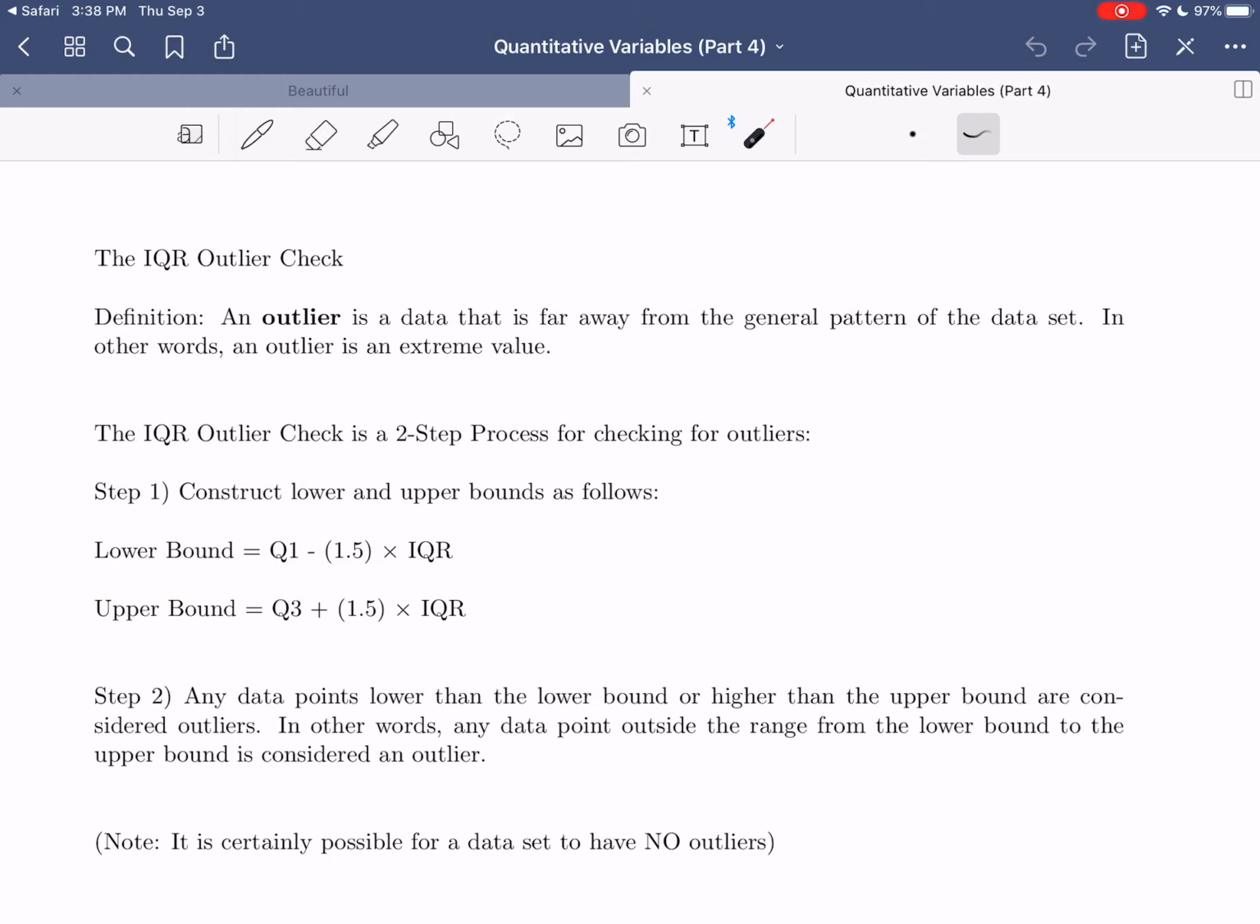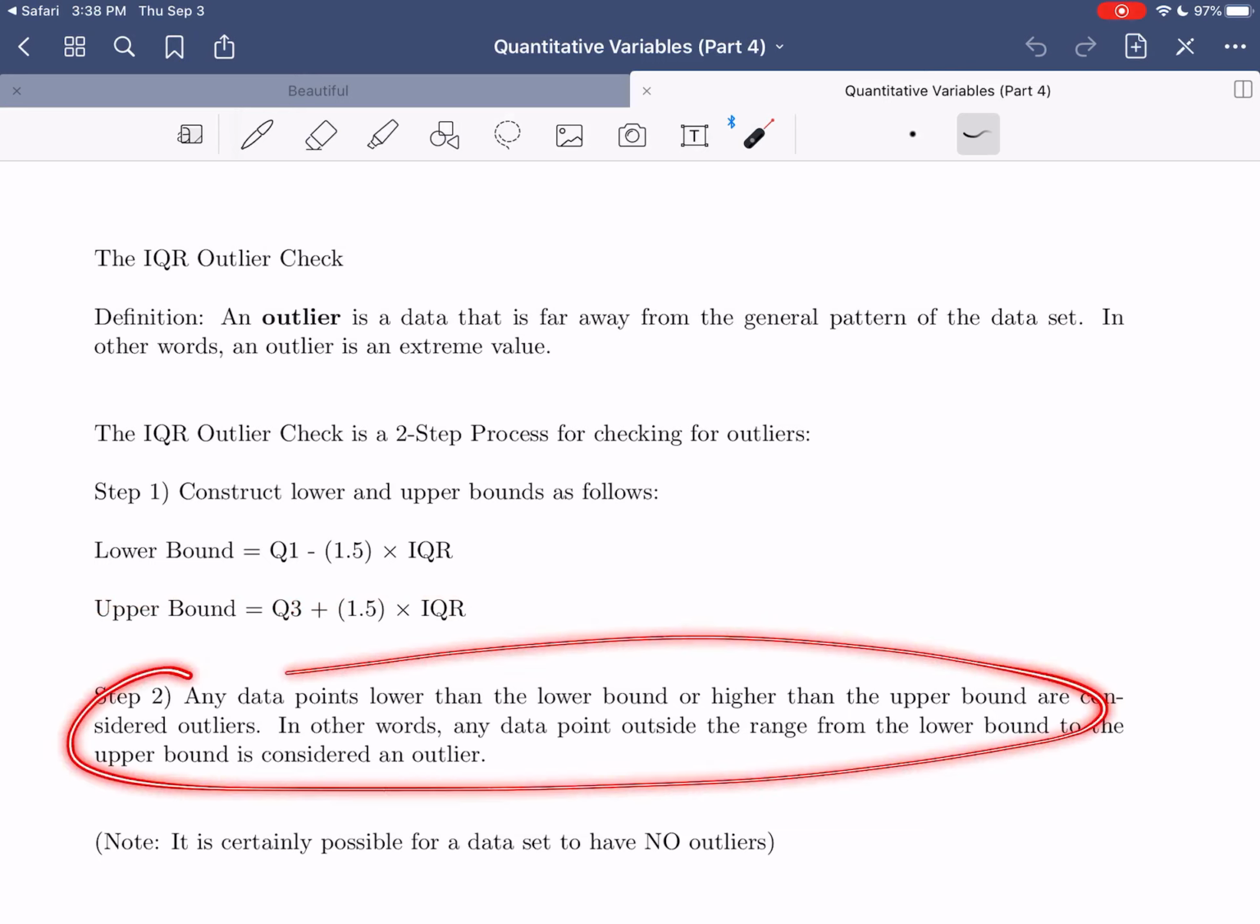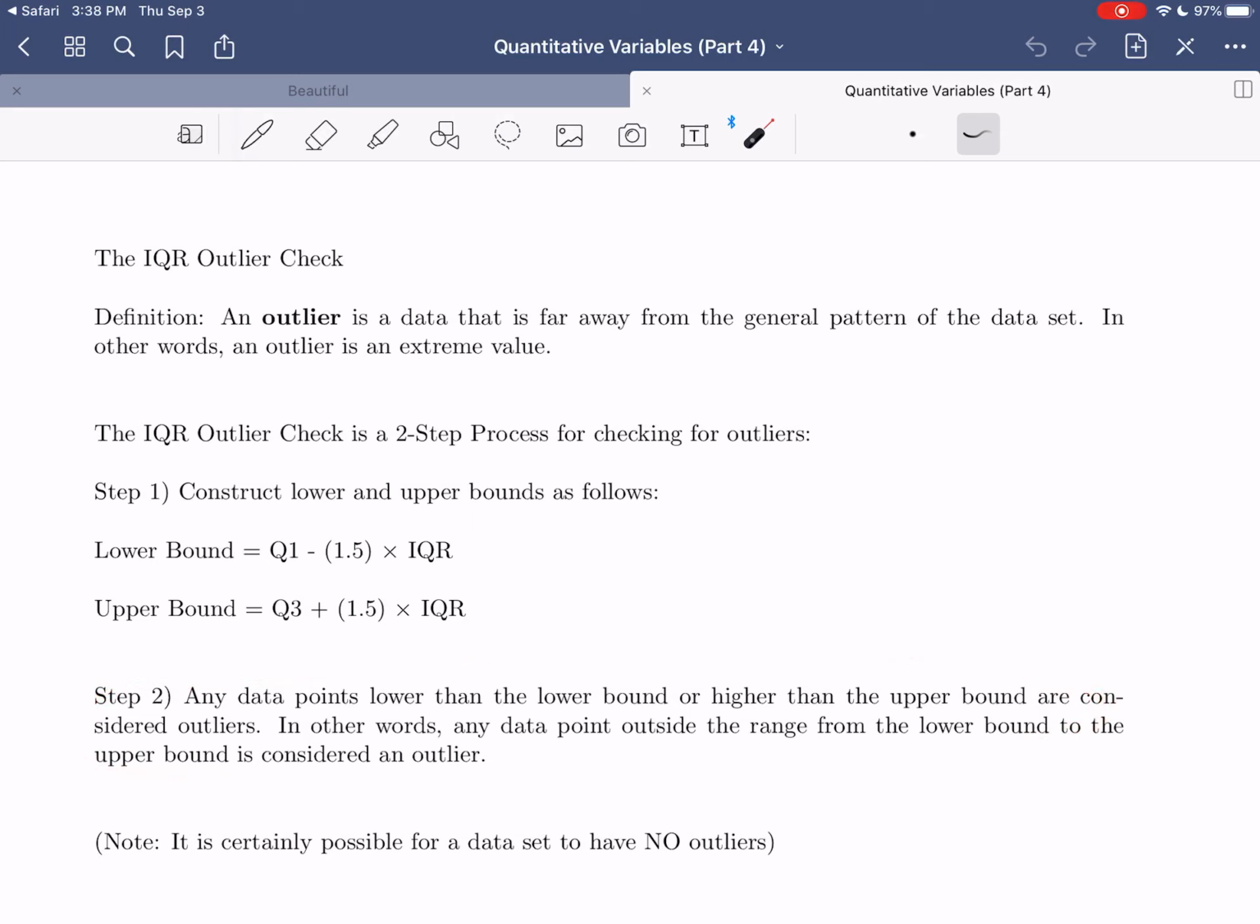So in other words, we go lower than the first quartile and higher than the third quartile, and that gives us a range for what we think is typical. Then step two says that any data point that is lower than this lower bound or higher than the upper bound is considered an outlier. In other words, any data point outside this range that we construct from the lower bound to the upper bound is considered an outlier.